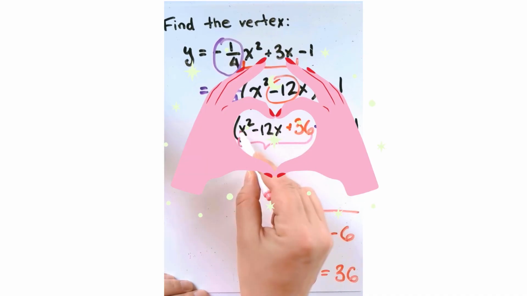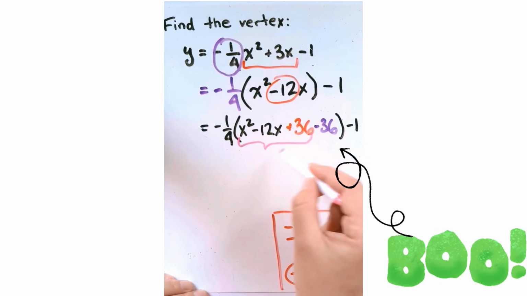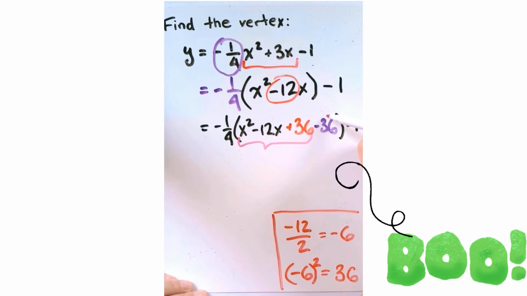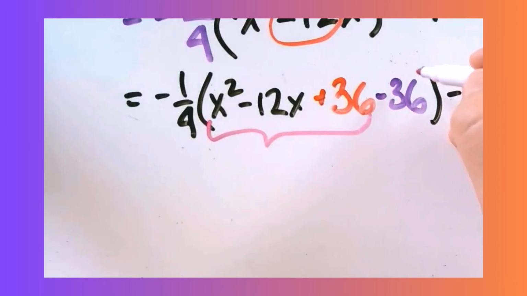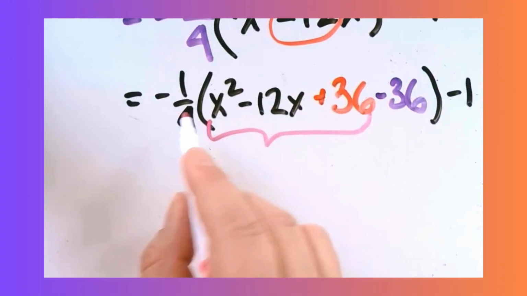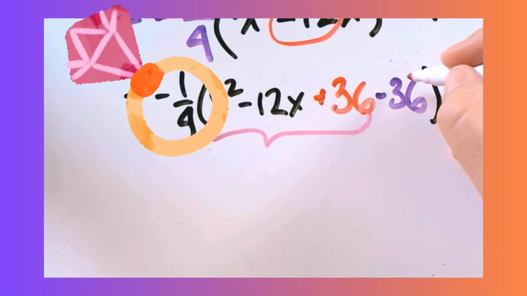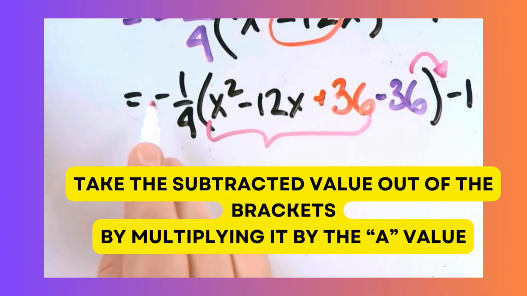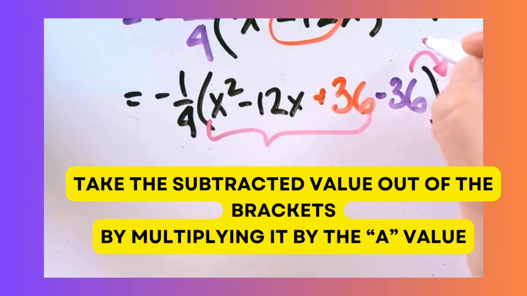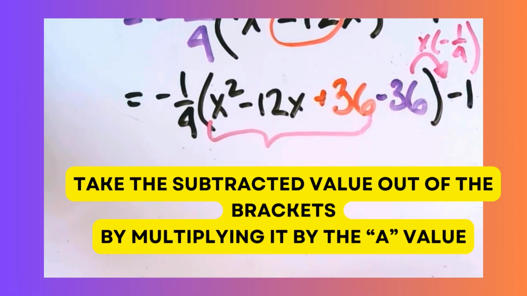This expression is a perfect square trinomial. The only thing is I can't write it as a perfect square trinomial because I have this -36 in the way. So what do I do? How do I get rid of it? I need to take it out of the brackets, but I can't just take it out because it's kind of married to this -1/4 that is in front. So in order to take it out of the brackets, I need to multiply it by what is in front. So I need to take this and multiply it by -1/4.